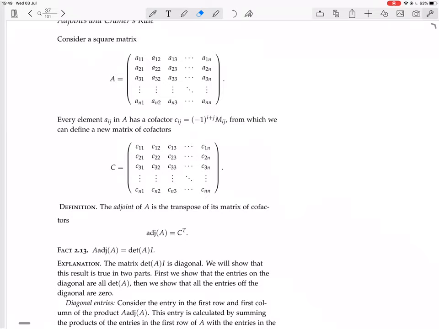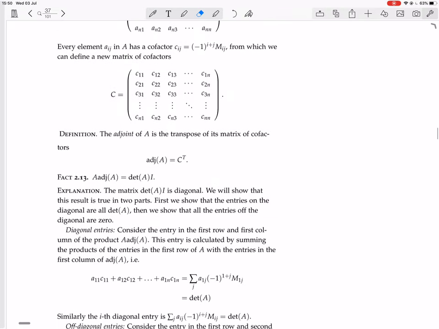Now here's a fact. A times the adjoint of A equals the determinant of A times the identity matrix. On the left, you have two square matrices multiplied together, so the result must be a square matrix. It's the square matrix that has determinant of A on the diagonal: determinant of A, determinant of A, determinant of A. Because I, the identity matrix, has 1, 1, 1 on the diagonal, determinant of A times I has determinant of A on the diagonal.